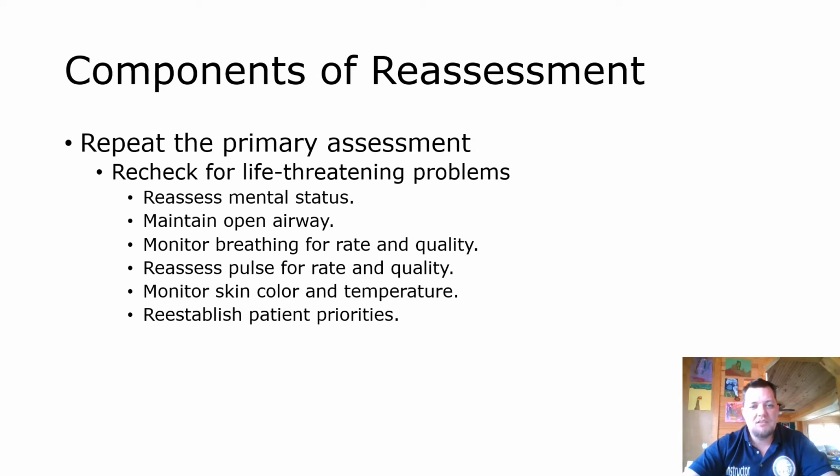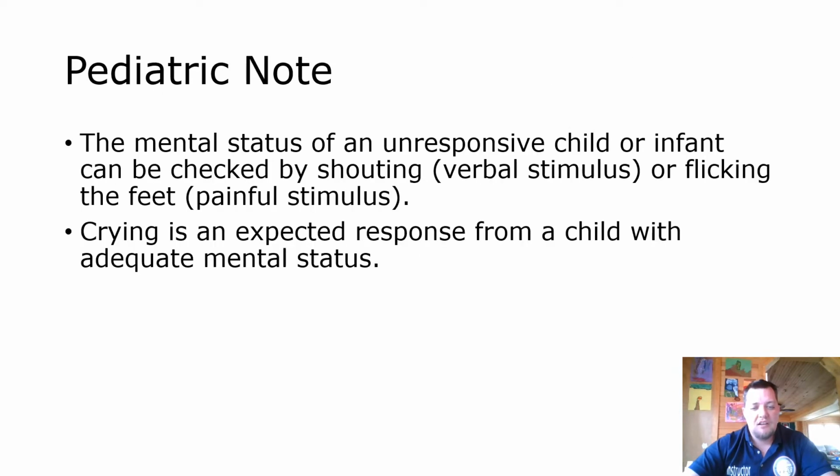Okay, so the components of the reassessment. We're going to repeat that primary assessment, recheck for life-threatening problems such as mental status, airway, breathing rate and quality, pulse, skin, and reestablish your patient priorities. Because after you've done your reassessment and you find something, your priorities may have changed. Their airway may have gone downhill, or their breathing may have gone downhill, or they may have started to develop shock. Those are the things that we need to be aware of.